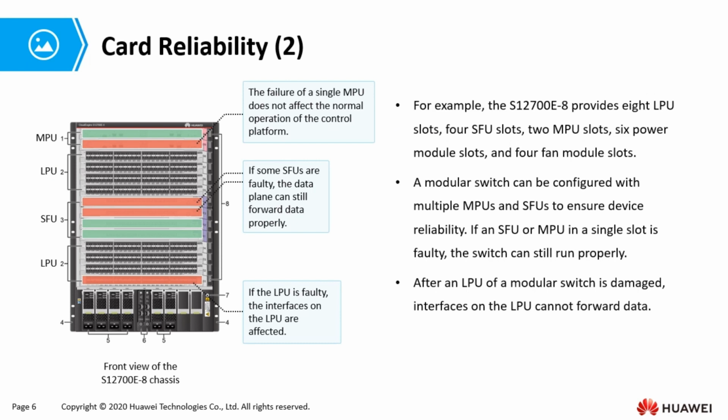Failure of a single MPU will not affect the normal operation of the control plane, because there is a redundant backup. Similarly, the SFU also has a backup, active and standby, so the data plane can still forward data if the active one is down. The same goes for the LPU, so the interfaces on the LPU will not be affected.